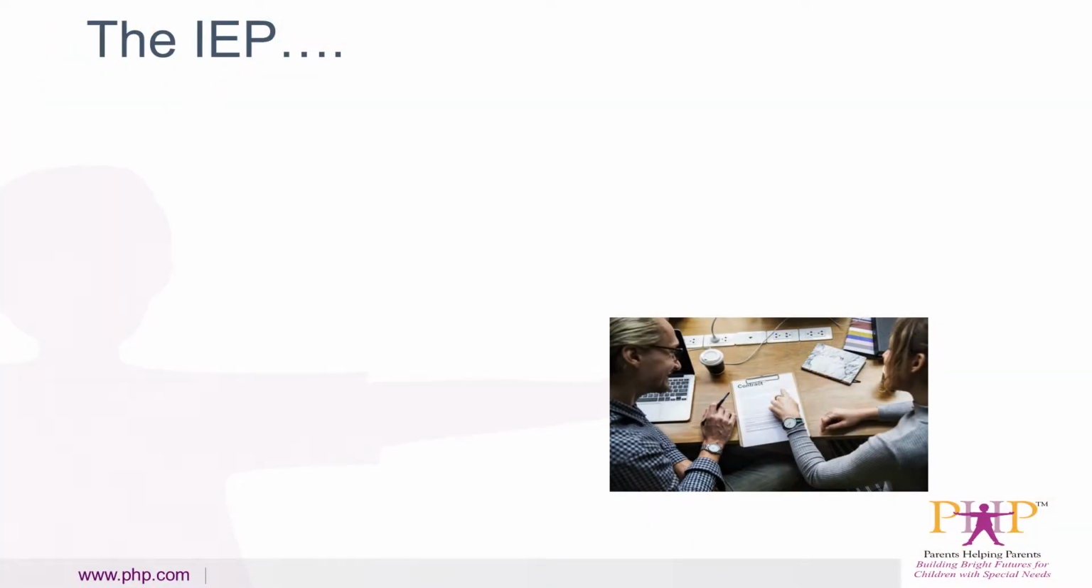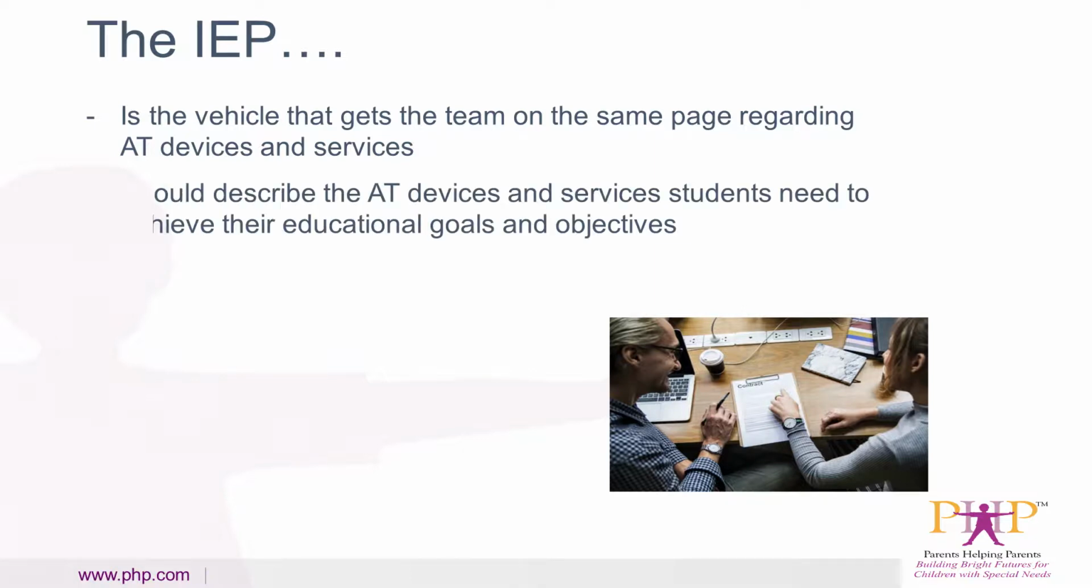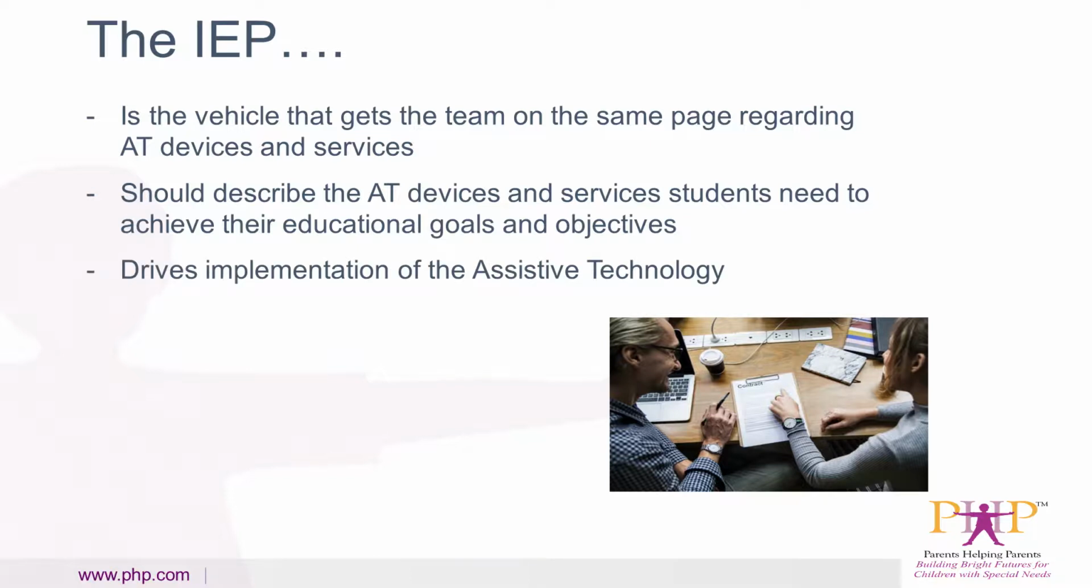Let's talk about the IEP. The IEP is the vehicle where the team gets on the same page regarding the educational goals for the student, and this includes the assistive technology needs of the student. Remember, if it is not on the IEP, it is not required to be used for the student. The IEP needs to describe the student's assistive technology devices and services in regards to the student's educational goals and objectives. In essence, the IEP drives the implementation of assistive technology.